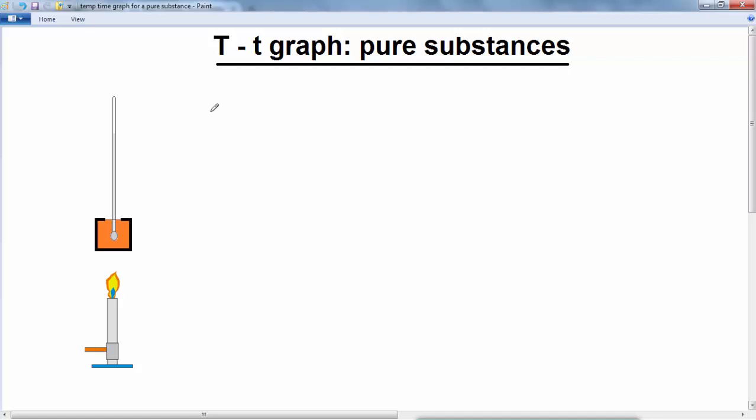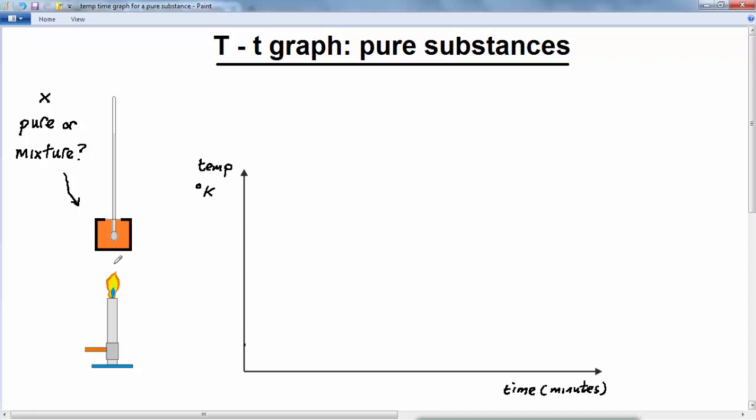In this lesson we're going to learn how to identify whether a substance is a pure substance or whether it's a mixture. So here, suppose we've got some mystery substance X and we want to decide whether it's pure or a mixture. Now there's one simple physical analytical technique which we can use to do this, and that is to record the temperature time graph for that substance.